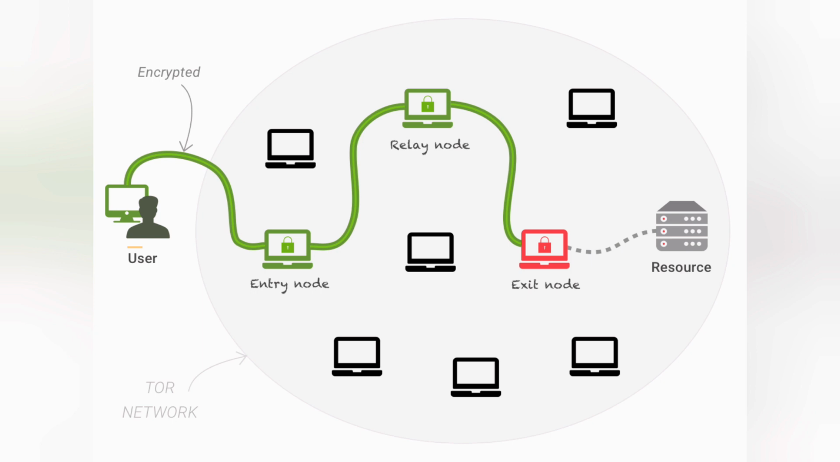There are entry relays, which act as gateways into the Tor network. There are exit relays, which act as the exits. Last but not least, there are the middle relays, which sit between the entry and the exit relays.